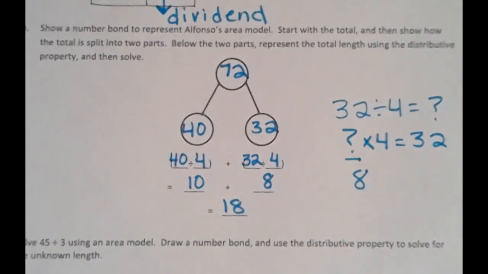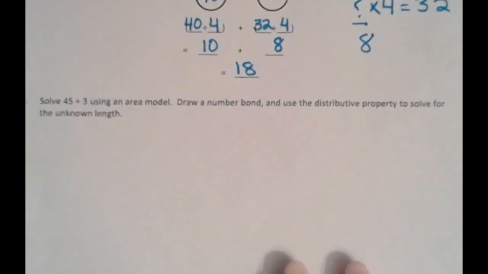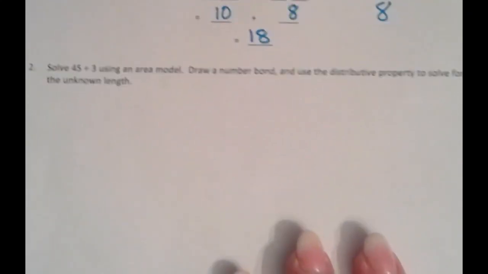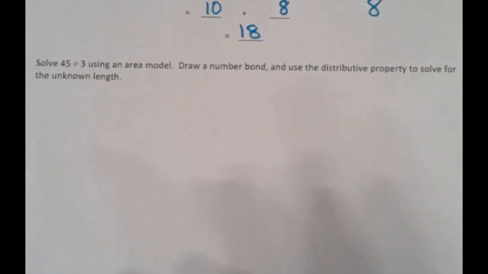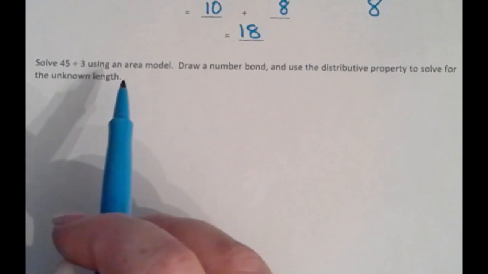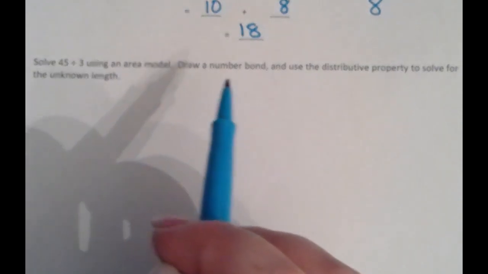Alright, so let's go ahead and look at number 2. I'm going to do number 2 with you, and then you are on your own. So it says solve 45 divided by 3 using an area model. Draw a number bond.